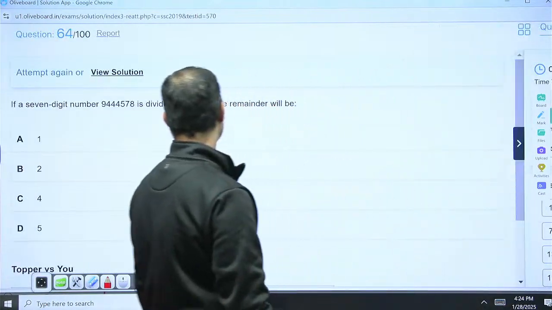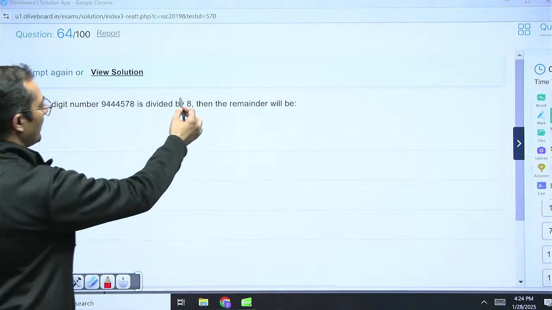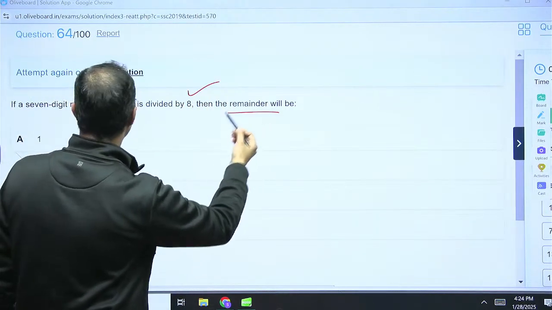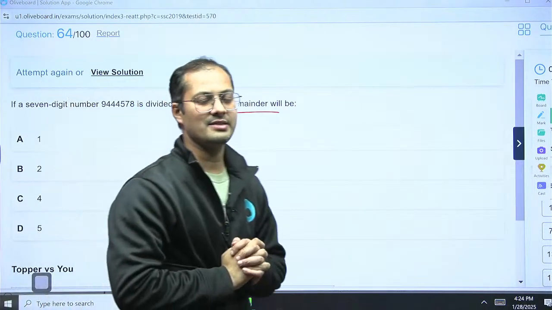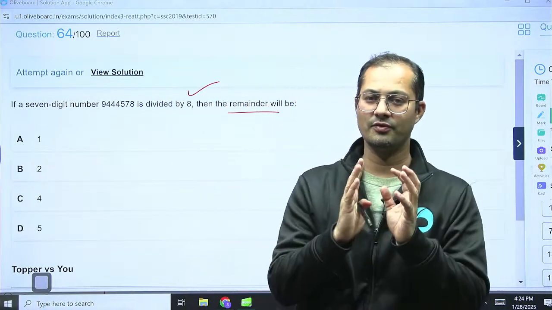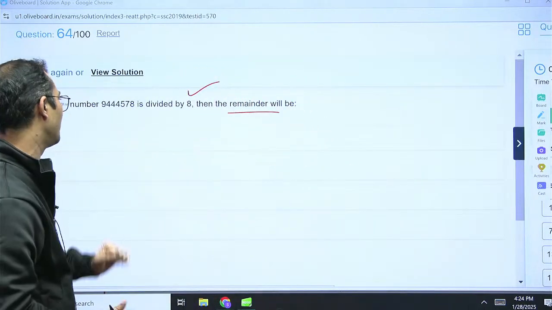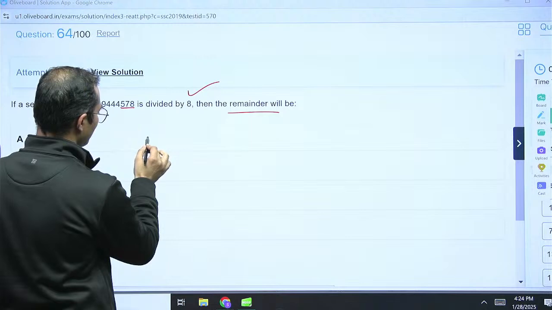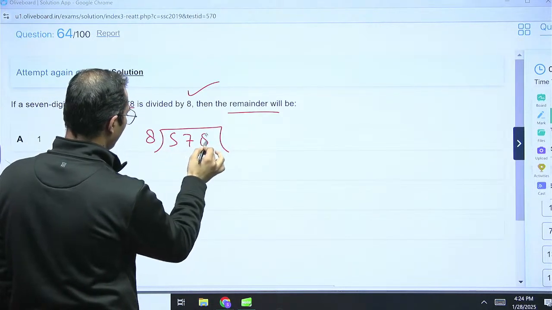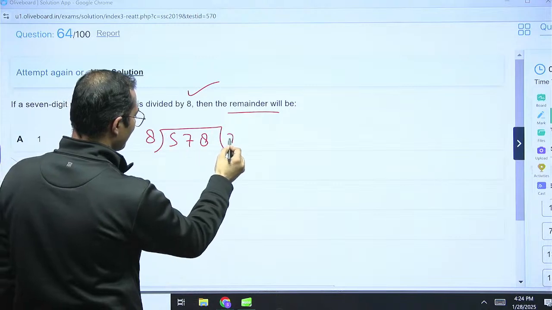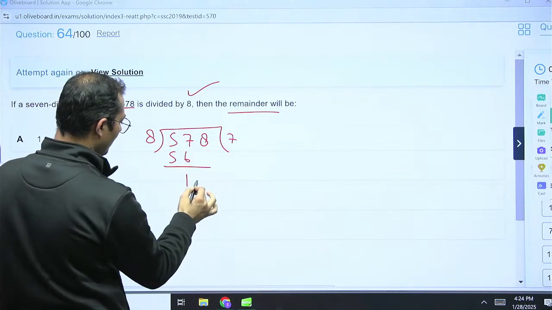Question number 14. See, so divisibility rule of 8. Then find the remainder. See, the 7-digit number. So the divisibility rule of 8 says that if the last 3 digit of the number is divisible by 8, then the number would be divisible by 8 simply. So just focus on the last 3 digit. So 8, just divide 5 7 8, right? So we can say that 8 7 ja 56, right? So just pull down 8.